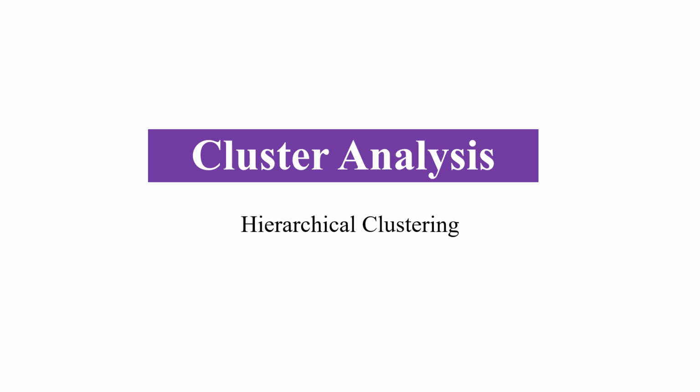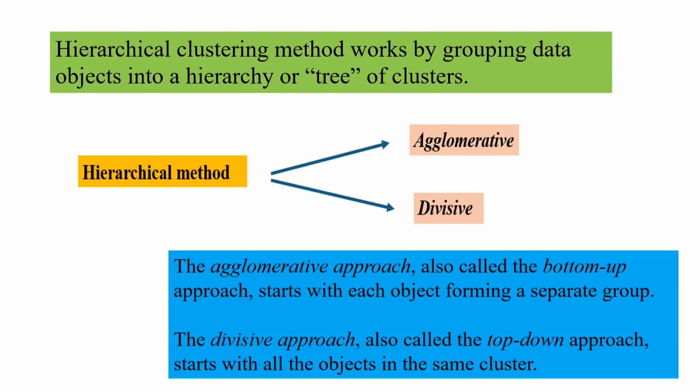Hello, today we discuss hierarchical clustering. This method works by grouping data objects into a hierarchy or tree of clusters. It proceeds in two ways, agglomerative or divisive. The agglomerative approach, also called the bottom-up approach, starts with each object forming a separate group, while the divisive approach, also called the top-down, starts with all the objects in the same cluster.